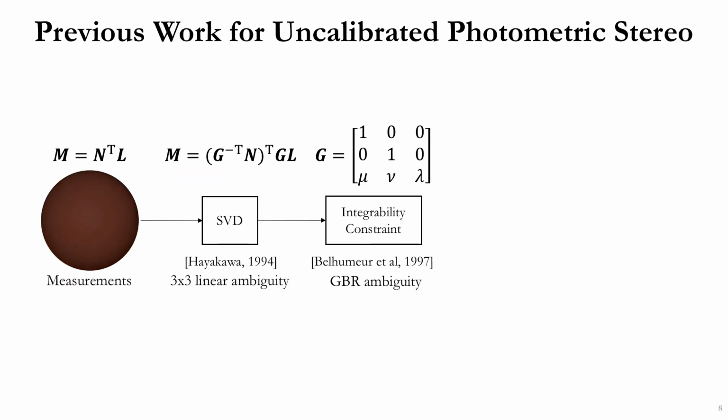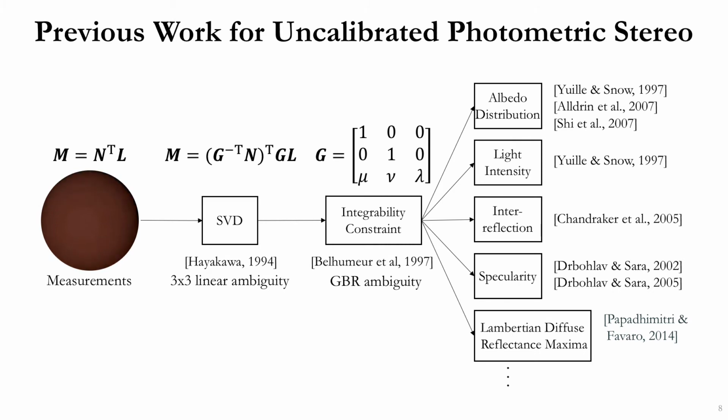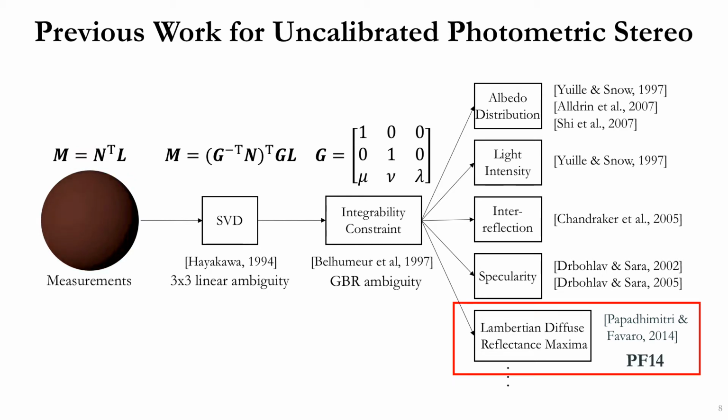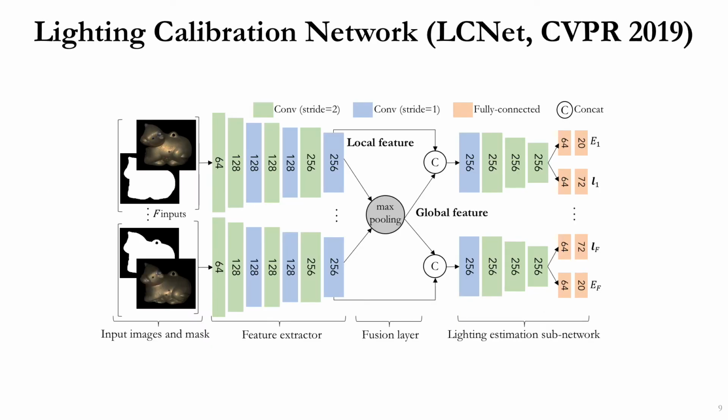Existing methods rely on additional clues to resolve the GBR ambiguity. For example, albedo distribution, light intensity, etc. PF14, based on the clue of Lambertian diffuse reflectance maxima, is the most robust non-learning method so far. Recently, Chen et al. introduce a lighting calibration network, called LCNet, to estimate lightings from images.